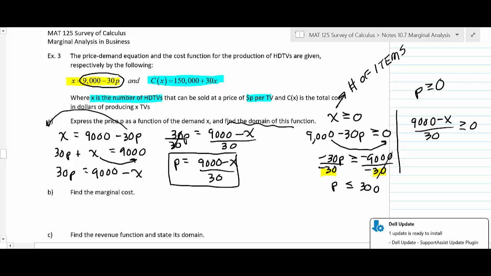Couldn't you just move the 30 over and then you? Yes, you can do it that way too. You can move the 30 and then leave the 900. That way you wouldn't have to flip the sign. I wanted to do it that way just to remind you of how you flip the sign.